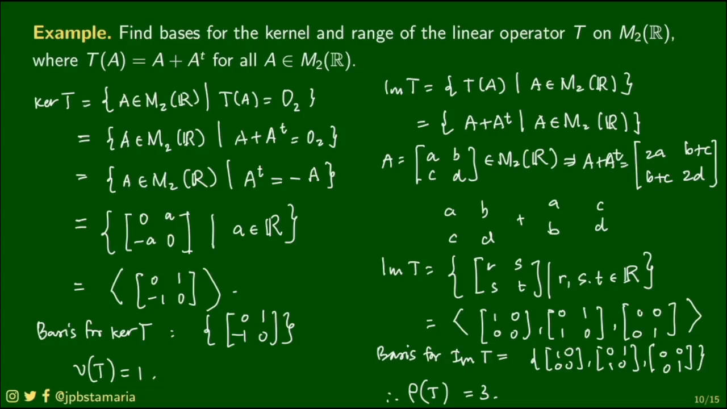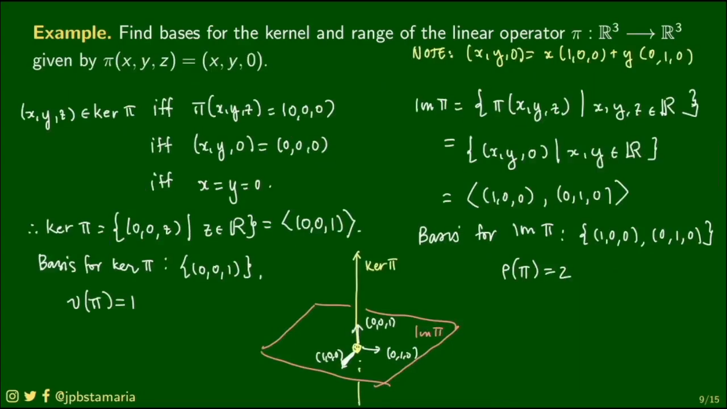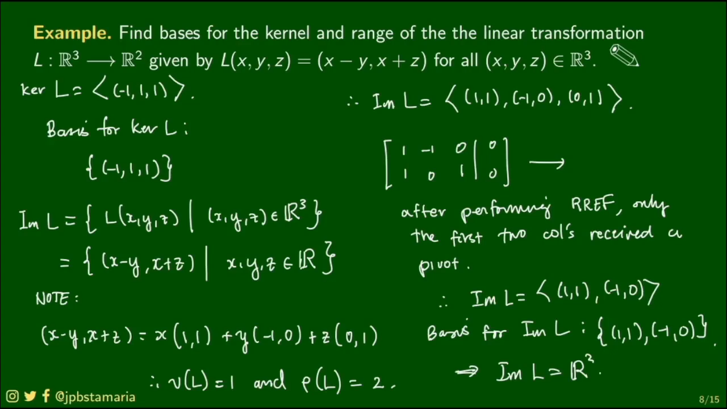Now, I gave these examples for you to observe something. The dimension of M2R is 4 because you need 4 matrices to generate all of M2R, since to determine a 2 by 2 matrix, you need 4 elements. So if I add the nullity and the rank, 1 plus 3, it gave me 4. In another example, the domain is 3-dimensional, the nullity is 1, the rank is 2, and 1 plus 2 is equal to 3. Also in the first example, the dimension of the domain is 3, the nullity is 1, the rank is 2, so 1 plus 2 is equal to 3.